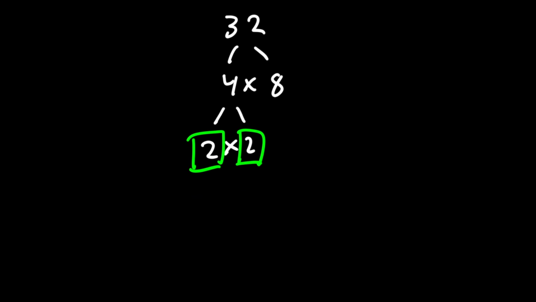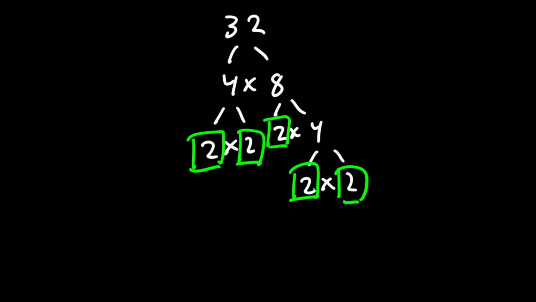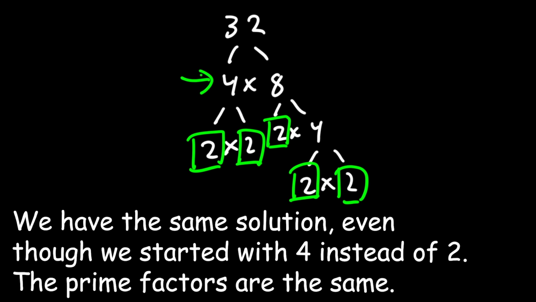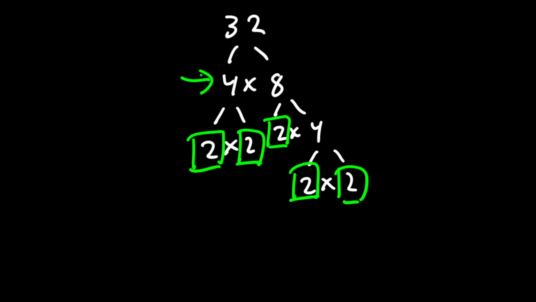Now let's take a look at 8. We can break 8 up into 2 times 4. 2 we already know is a prime number, so we're going to leave that alone. 4 can be broken up into 2 times 2. And these are also prime numbers. And notice how we have the same solution even though we started with 4. The goal with prime factorization is just to keep factoring until you can't.